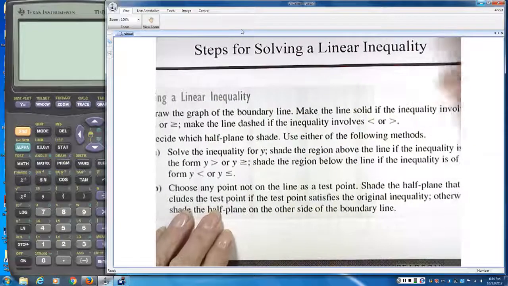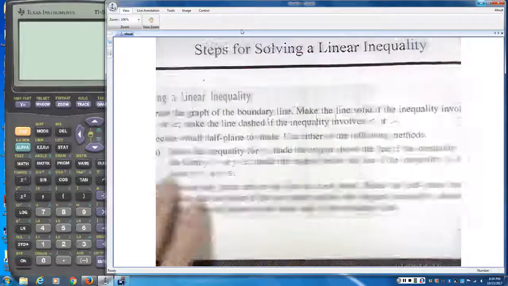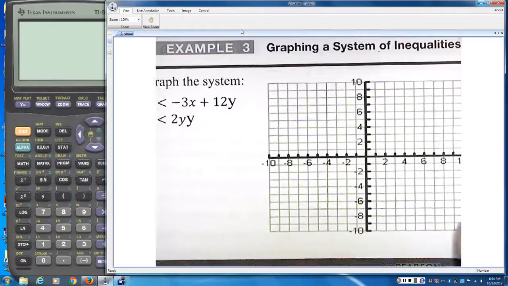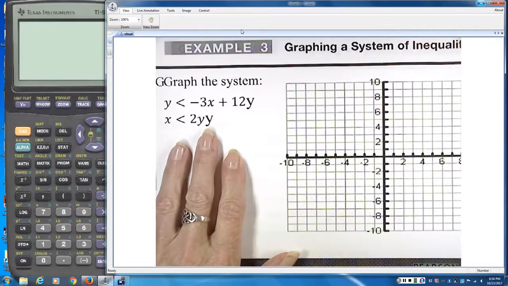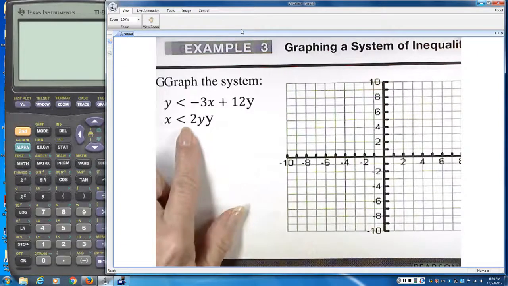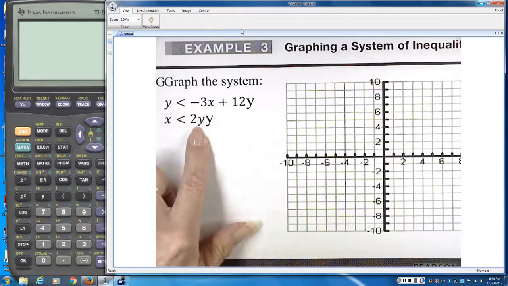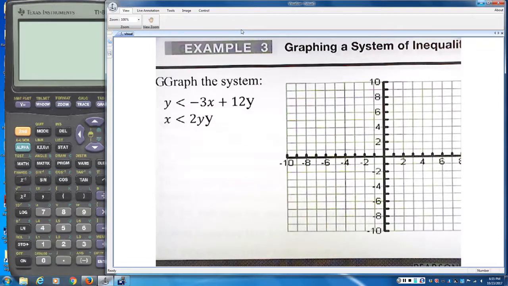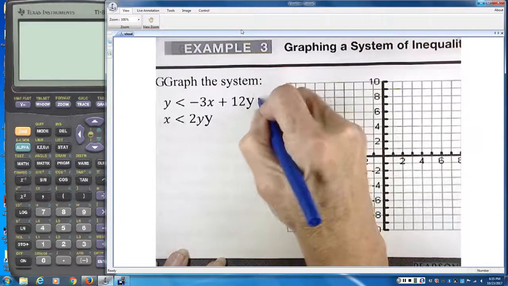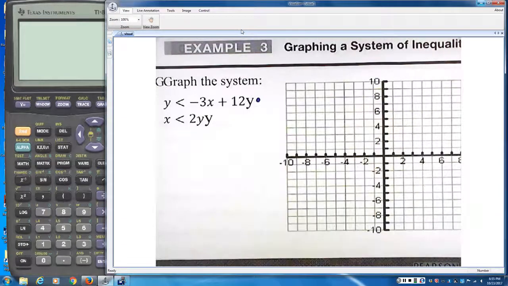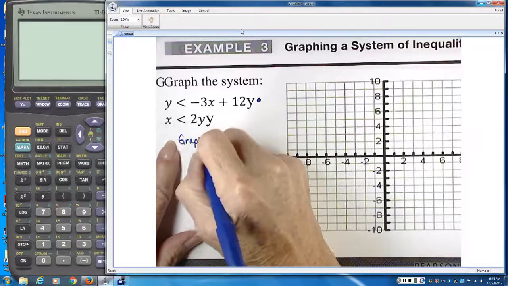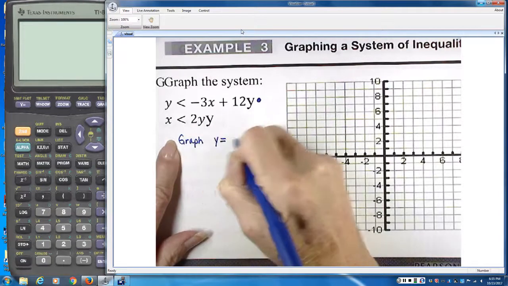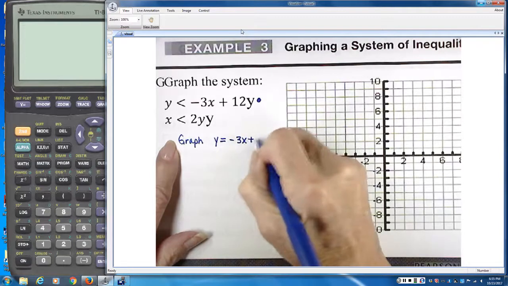So I've given you the steps here, but we've gone through them twice now, so I think you might do better with more practice. But now we're going to graph a linear system of linear inequalities, which means we have two inequalities, and we're going to have to do two steps. The first step is to take the first equation, which I'm going to choose this one, and I need to graph y equals negative 3x plus 12.